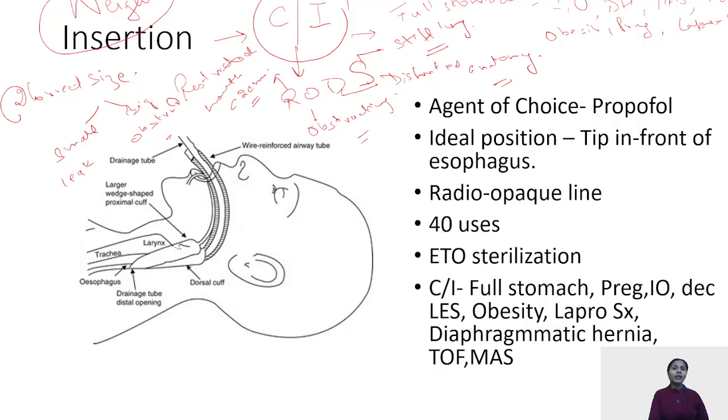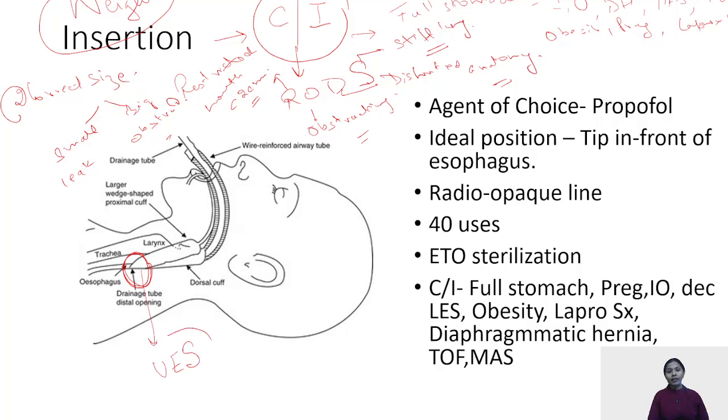Conventionally, for adult males we put a size 4 LMA, and for adult females we generally prefer a size 3 LMA. The thing that is asked most about the LMAs is where it actually sits in your airway. So please remember this very nicely. The tip of the LMA sits on the upper esophageal sphincter, UES.